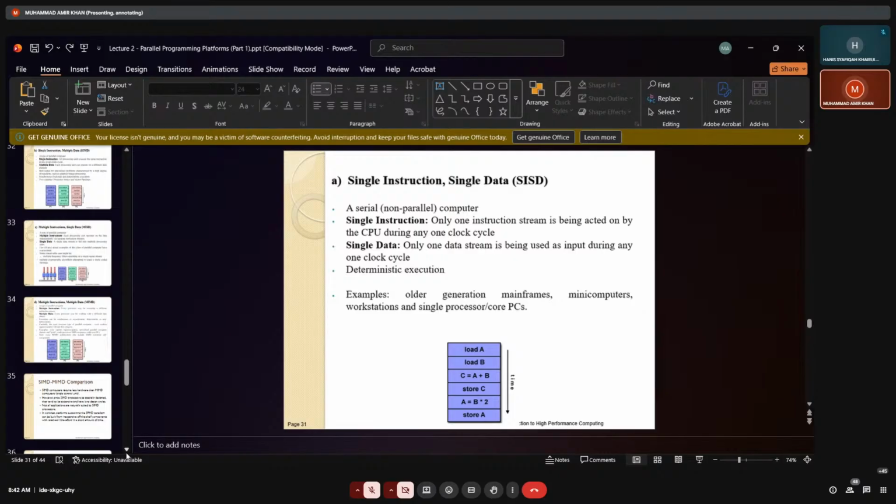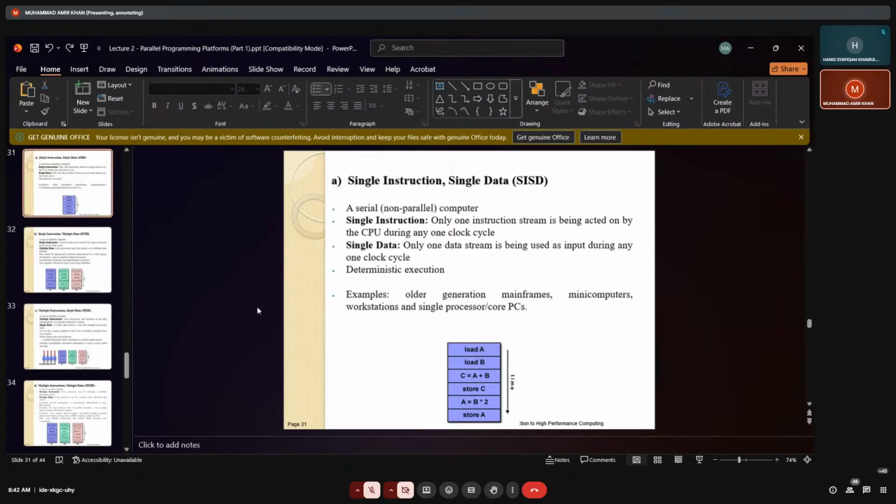Single instruction, only one instruction stream is being acted on by the CPU during one clock cycle. And single data, only one data stream is being used as an input during any one clock cycle. Deterministic execution, one by one, sequential execution. Examples are older generation mainframes, minicomputers, and workstations. They use load A, load B, C equals A plus B, store C. So a sequential, top to bottom approach.